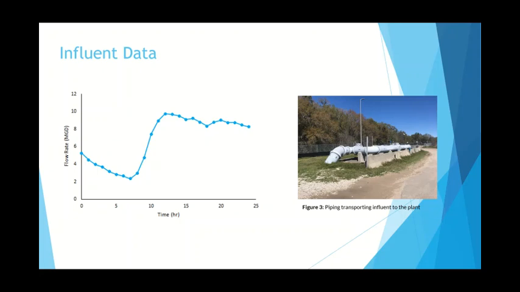The volume of the influent to the plant is tracked over a 24-hour period and shown here in the graph. As expected, the volume goes up throughout the day and then stays steady through the evening hours. This is a picture of the pipe that carries the influent into the plant.